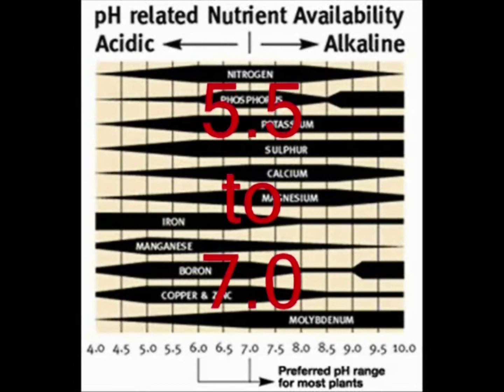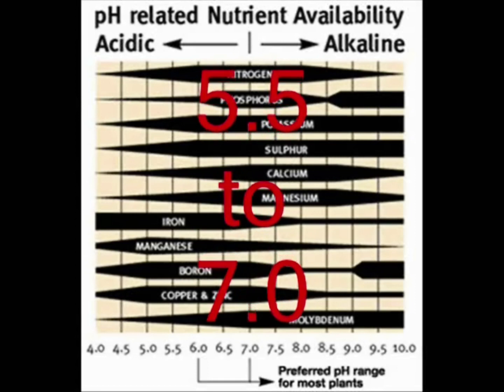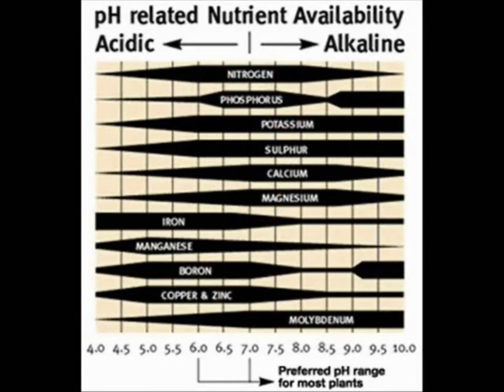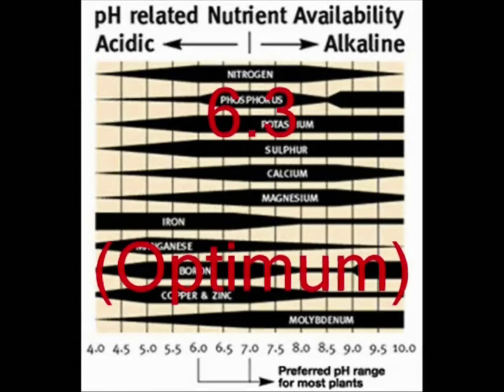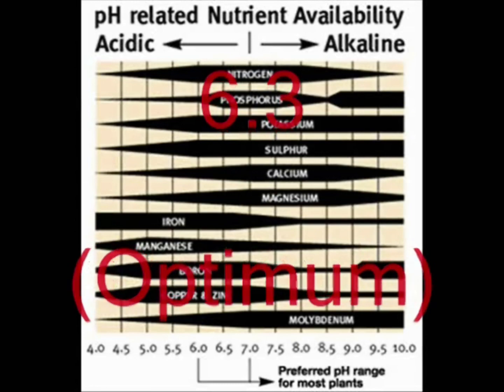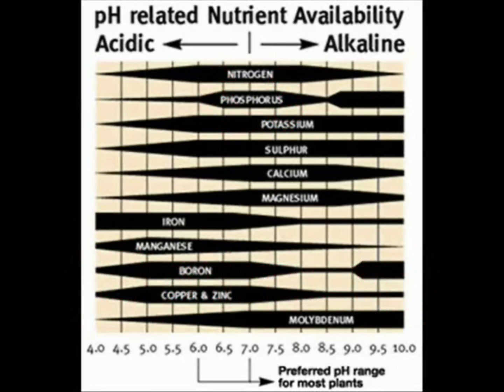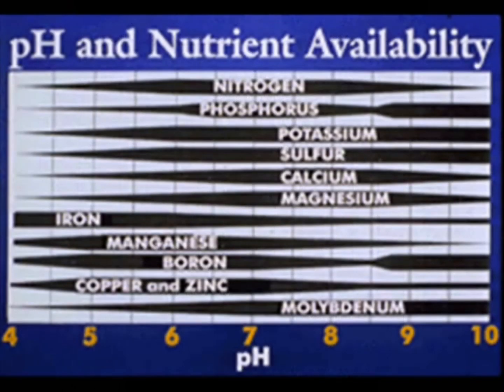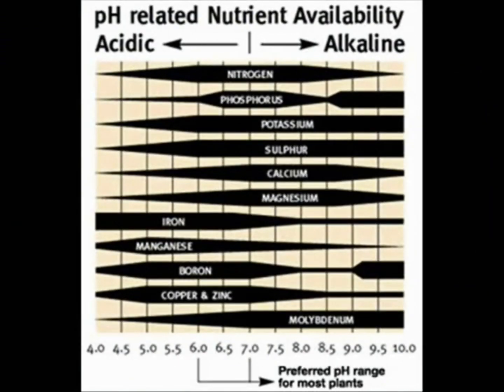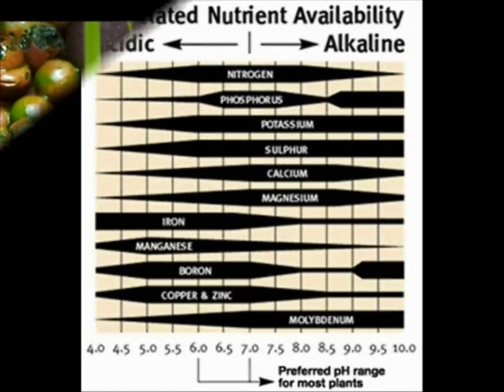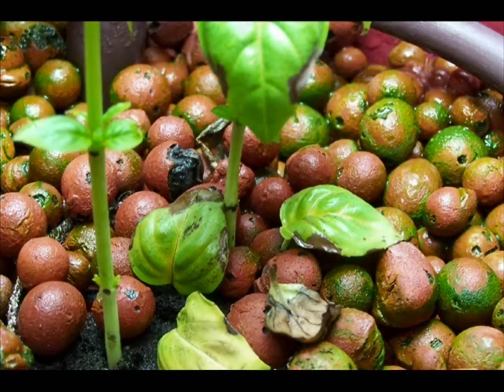Most plants do well in a pH environment of 5.5 to 7.0, slightly on the acidic side. A pH of 6.3 is widely considered to be optimum for most plants. Note on the graph that beyond the normal pH range, either more acidic or more basic, certain minerals become more or less available for absorption. The nutrient solution then becomes unbalanced and becomes either deficient or toxic to plant growth.